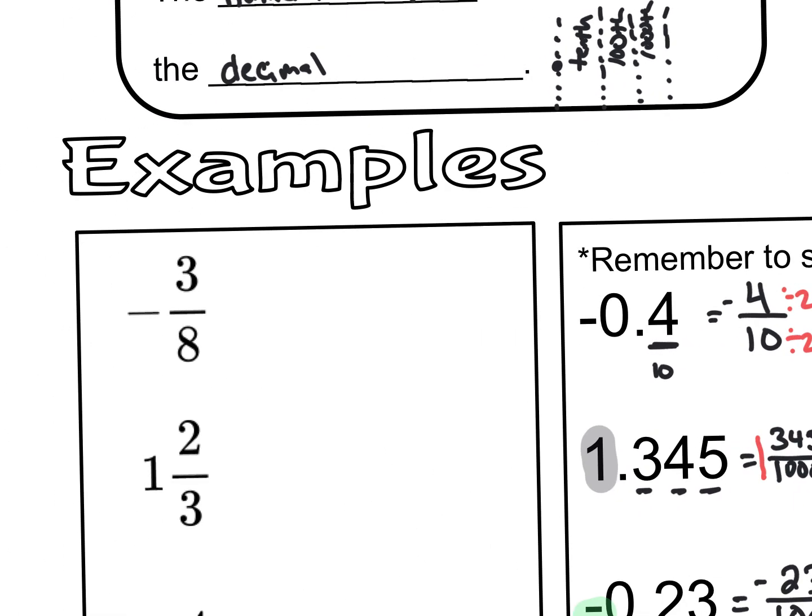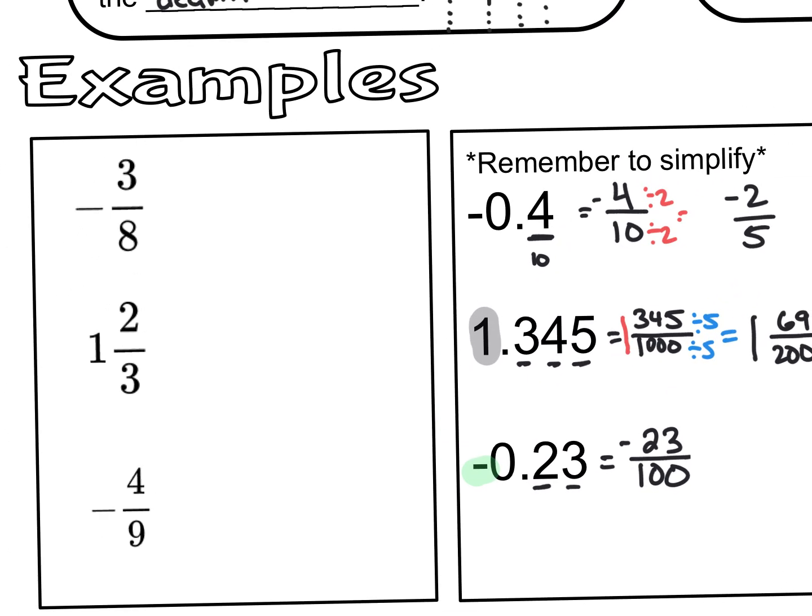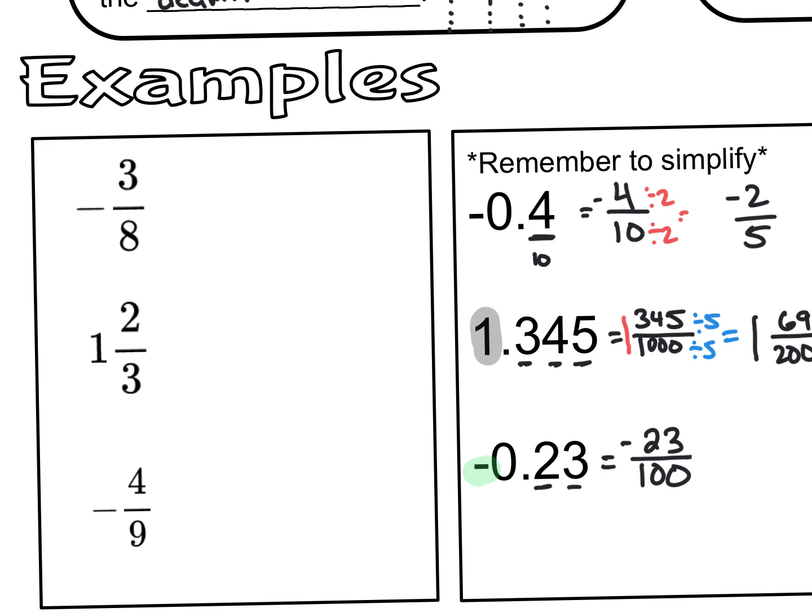So looking at what that looks like, when we have negative 3/8, once again, they're going to maintain their sign. We are simply going to take 3, our top number, divided by 8 on our calculator, and this ends up being negative 0.375.